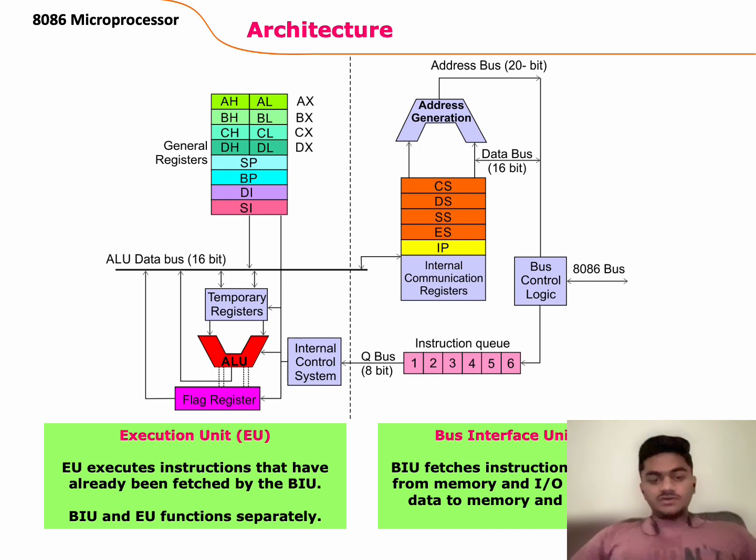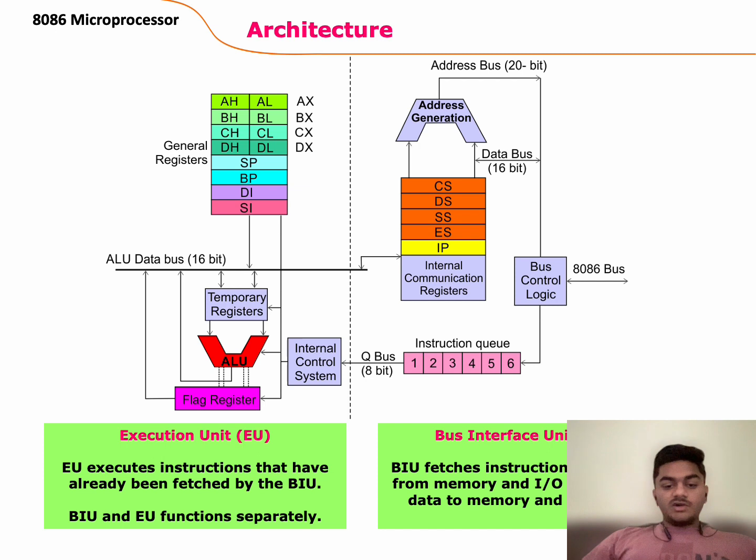In the bus interface unit, there are 16-bit registers like the code segment, data segment, stack segment, extra segment, and instruction pointer and internal communication register. All have 16 bits, and here is the address generator, which gives the address of the instruction. So the instruction pointer has 16 bits and the code segment has 4 bits, combined to create the address bus of 20 bits.